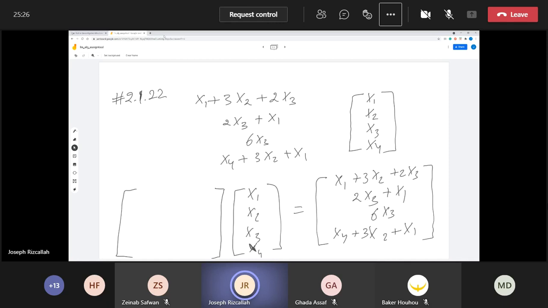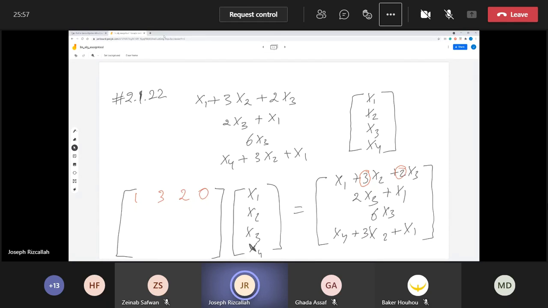Okay, and quite obviously, we have already done this, so this should be familiar to you, and we can go quickly over it. Looking at this one here, the coefficient of x1 is 1, and then the coefficient of x2 is 3, so I write 3 here, and then 2, and there is no x4, so there is a 0 here.